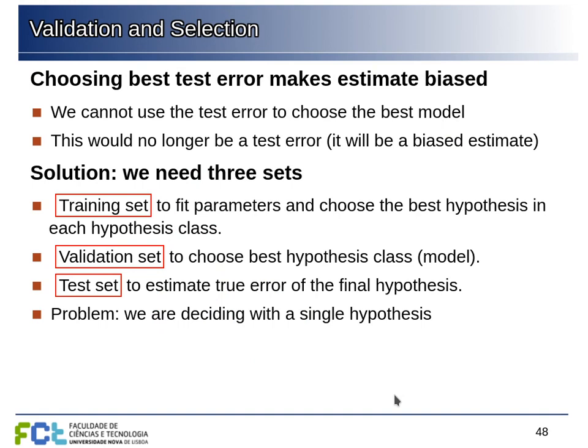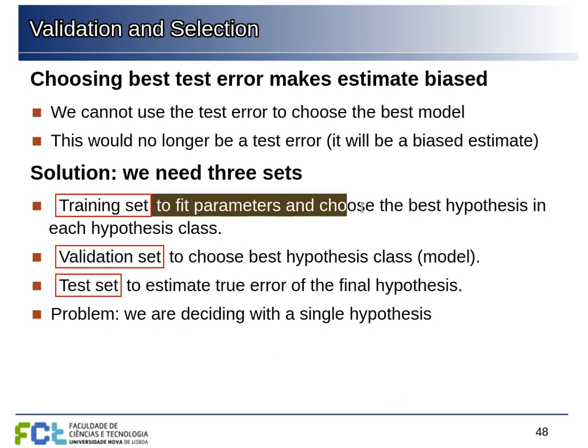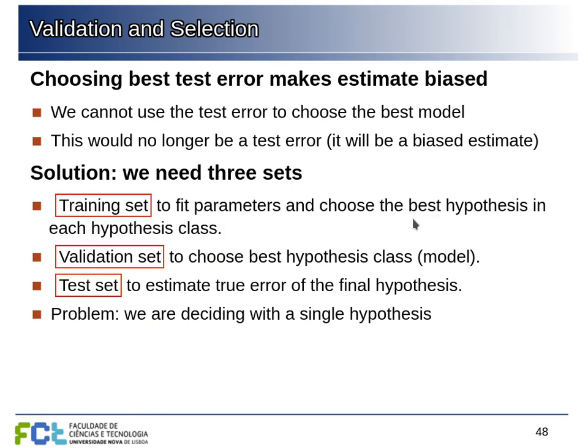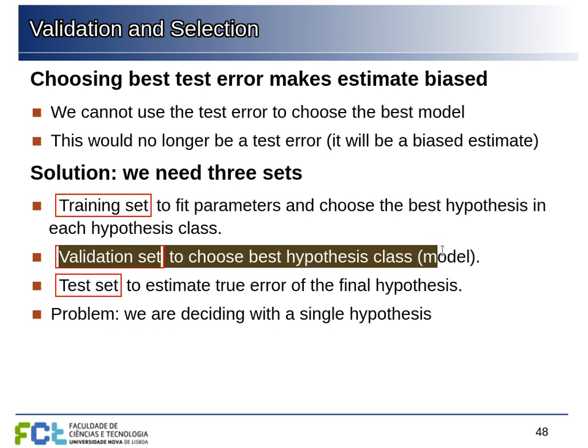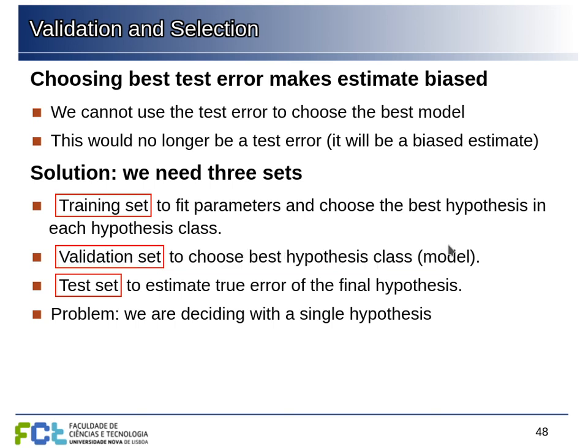Basically, we need to separate things into three sets. We have the training set, which we use to fit the parameters and choose the best hypothesis. This is the one that we use to train the model. And now we need a validation set in order to select other things. For example, which model are we going to use? A polynomial of degree 1, 2, 3, and so on.